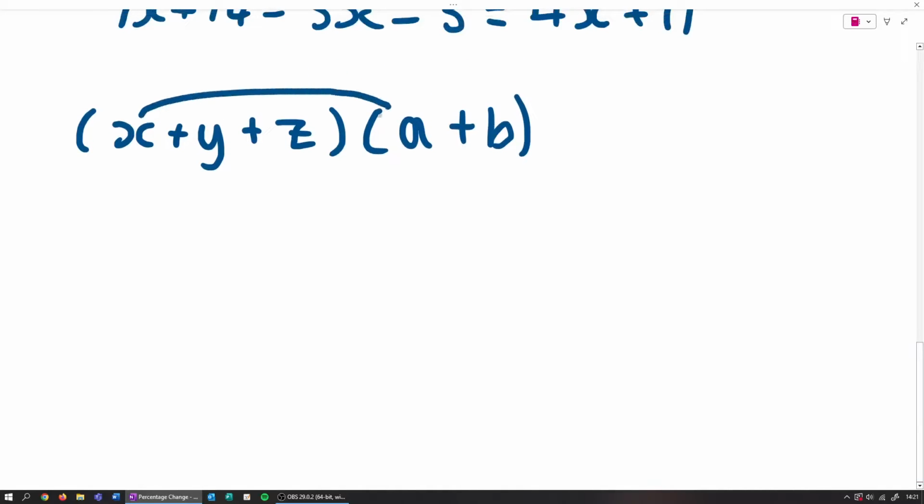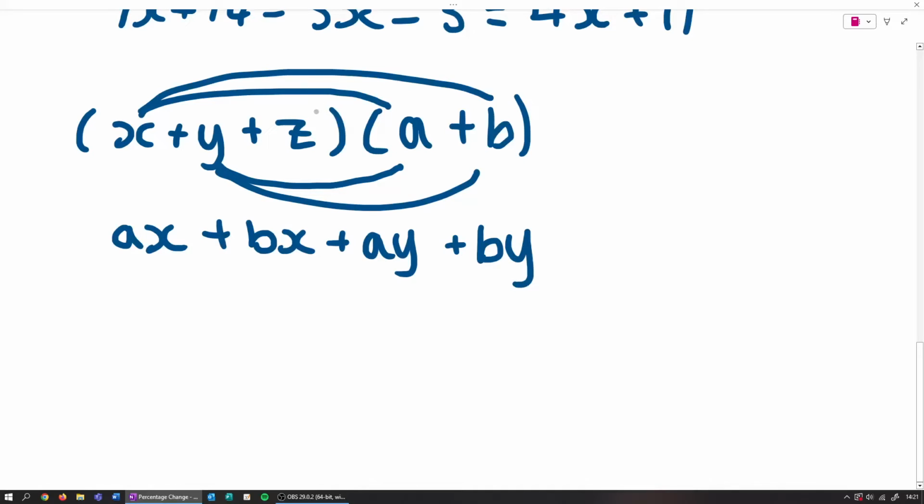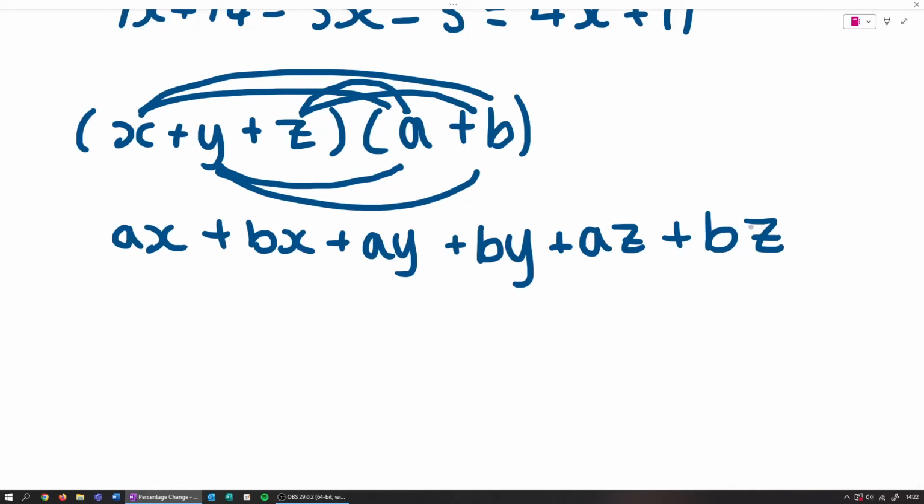So we'd have x times a. I'm going to write ax for alphabetical order. However, I could have just said xa. It's the same thing. Plus bx. Then we're going to have plus ay plus by. Now don't forget the z term. We're going to have plus az plus bz. Okay, so expanding and simplifying simple and more complex brackets is quite a nice thing to do.